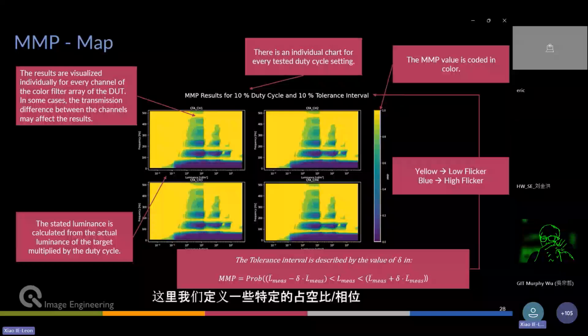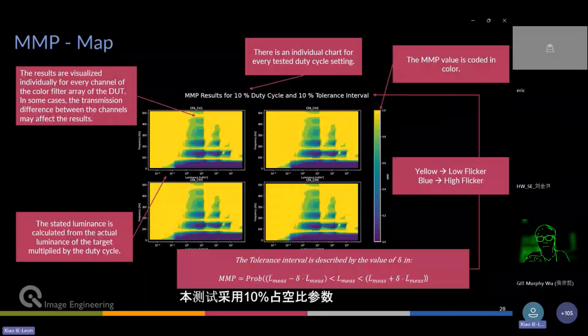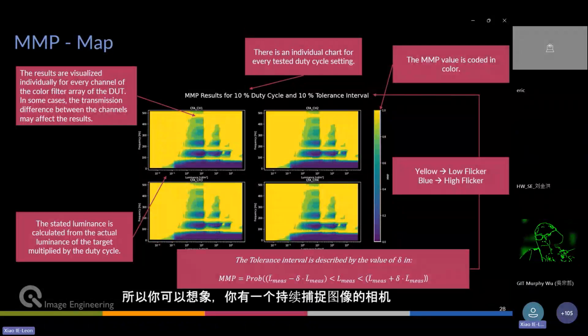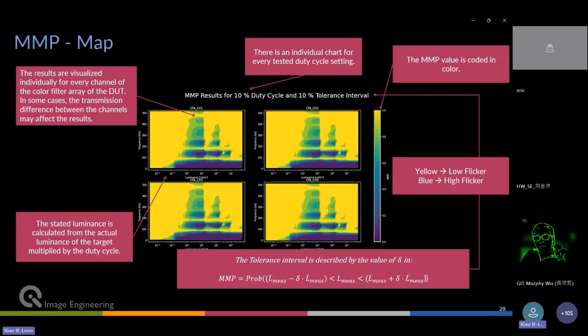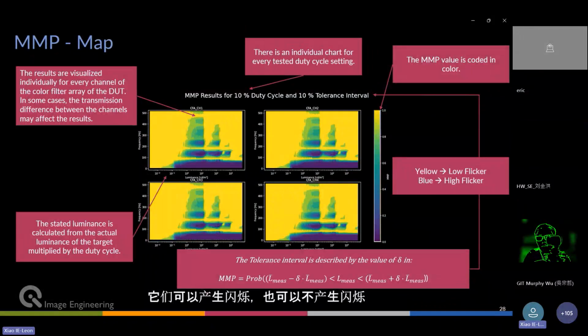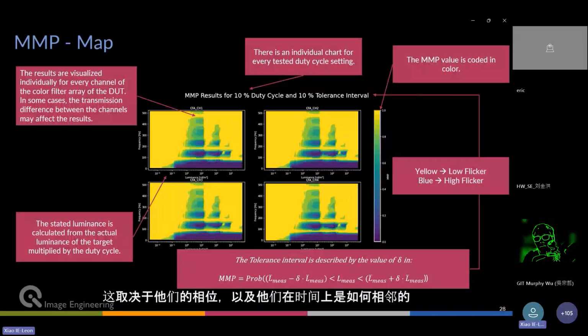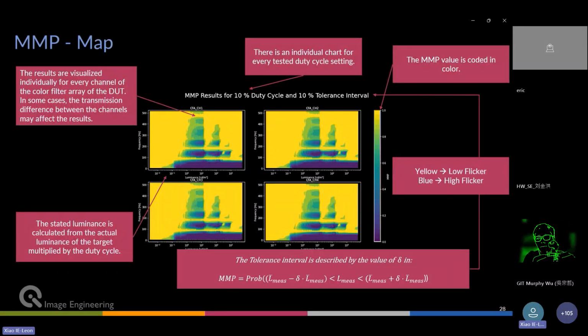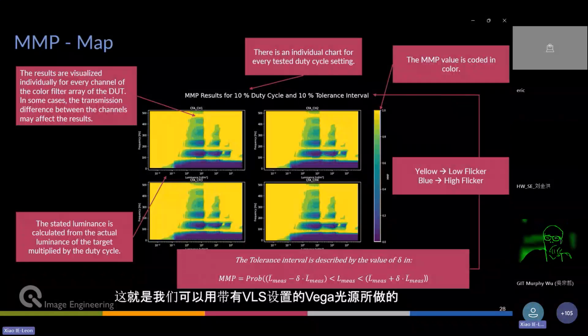The test itself is defined for one specific duty cycle, here a 10% duty cycle. What is important for the capture process is that we also change the phase. You can imagine you have a camera that is constantly capturing an image, and you have a flickering light source. Depending on how they work to each other in terms of timing, they can create flicker or no flicker. So it depends on the phase, how they are time-wise next to each other. That's why we need to scan through the entire phase, and that's what we can do with the Vega light source with the VLS setup.